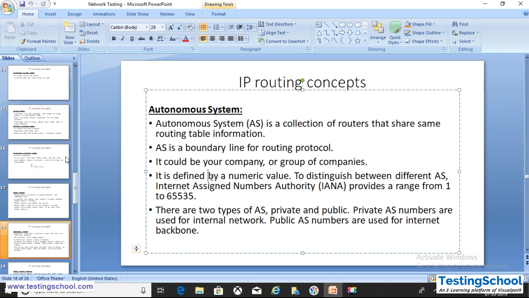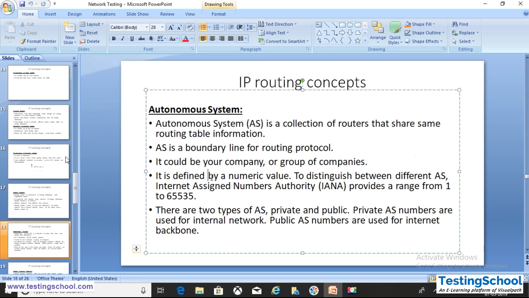Now, exterior gateway protocol. Interior gateway protocol is used interior to the autonomous system, so whatever routers are in the same autonomous system will share information using it. Similarly, exterior gateway protocols are used to share routing updates between different autonomous systems. One router is in one autonomous system, and a second router is in a different autonomous system. For sharing routing information between these two, we will use exterior gateway protocol. An example of EGP is Border Gateway Protocol.